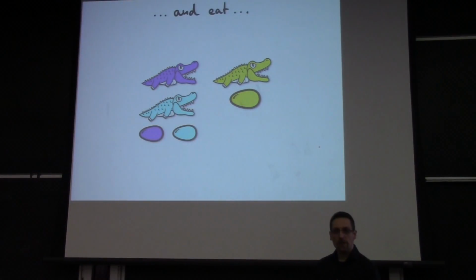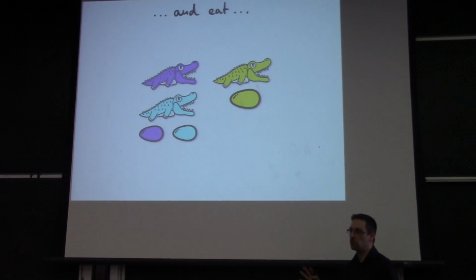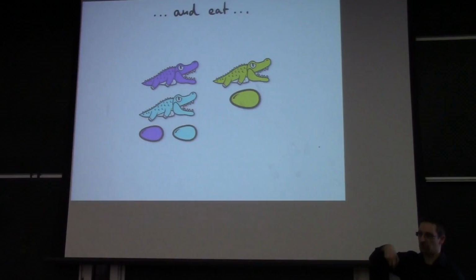And what can we do next? Yes? The purple alligator can eat the yellow family. Exactly, and that's the only thing we can do right now. Right? That's because this guy here doesn't have anything to its left, to its right.